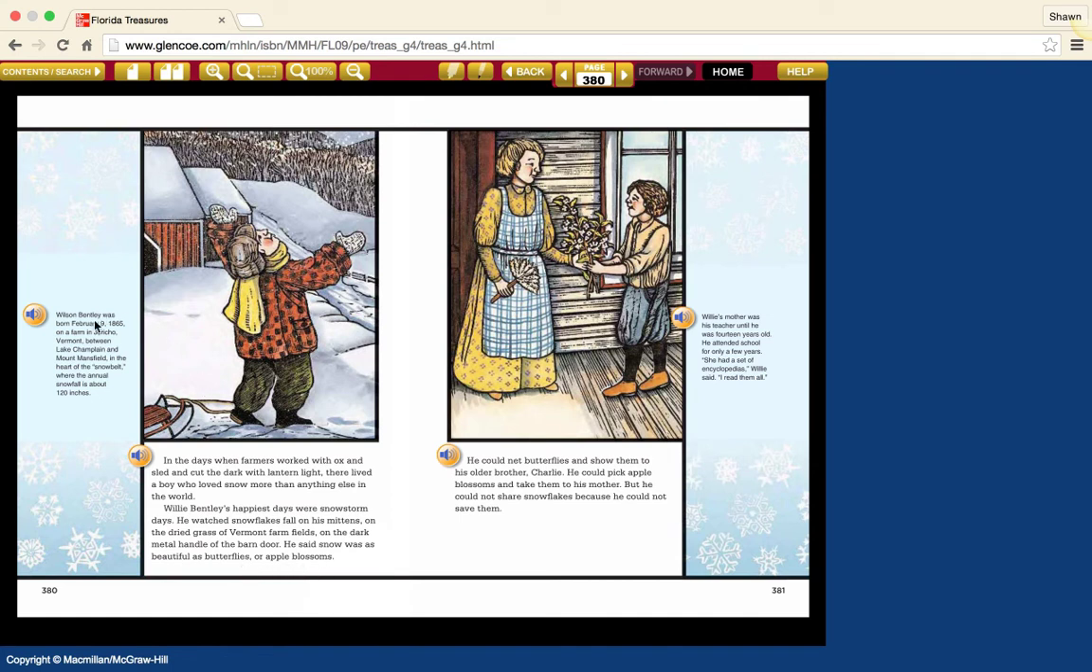And right here, I'm going to read these captions. And captions, as we remember, are words and text that describe and explain the pictures they're beside. It says that Wilson Bentley was born on February 9th, 1865, which I think is cool. I can make a connection to that because I was born on February 3rd, so he was born only 6 days away from me, on a farm in Jericho, Vermont, between Lake Champlain and Mount Mansfield, in the heart of the snow belt, where the annual snowfall is about 120 inches.